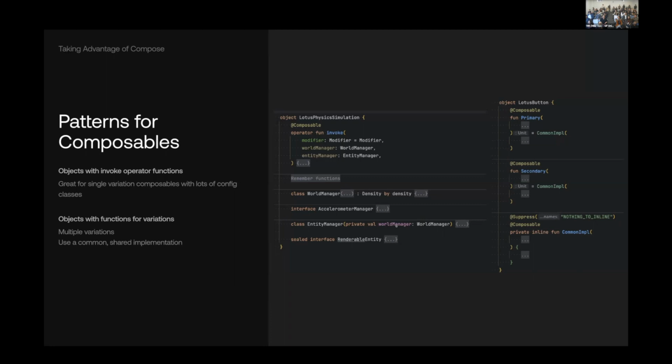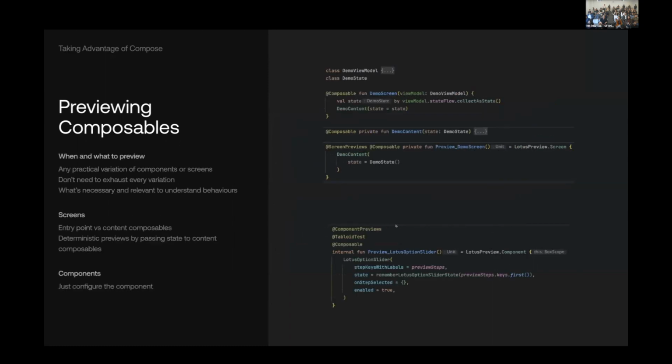Also, you can have an object with individual functions for each of your variations. So super powerful. You can also have a common internal implementation that everything else uses. It just keeps things clean and keeps things highly discoverable. And also just a quick one on previewing composables. Do it often, just make sure you're practical about it. Show what makes sense. You don't have to exhaust everything. We just do screens as well as components, but it's up to you how you configure it.